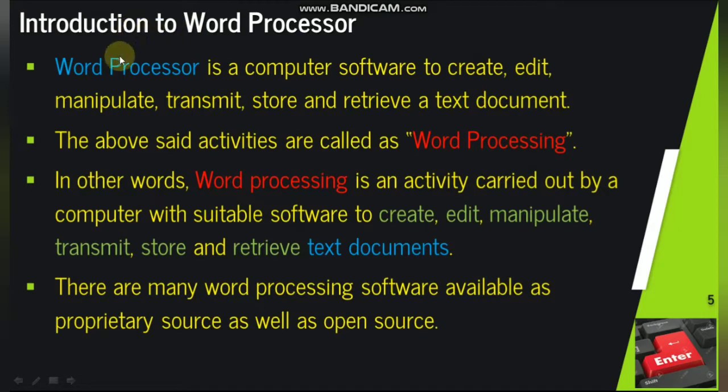So first, what is a word processor? It is a computer software to create, edit, manipulate, transmit, store and retrieve a text document. Word processor is nothing but a software which is used to create, edit, manipulate and transmit, in the sense to share, to store and to retrieve, in the sense to get it back. Alright, so the above said activities are called word processing.